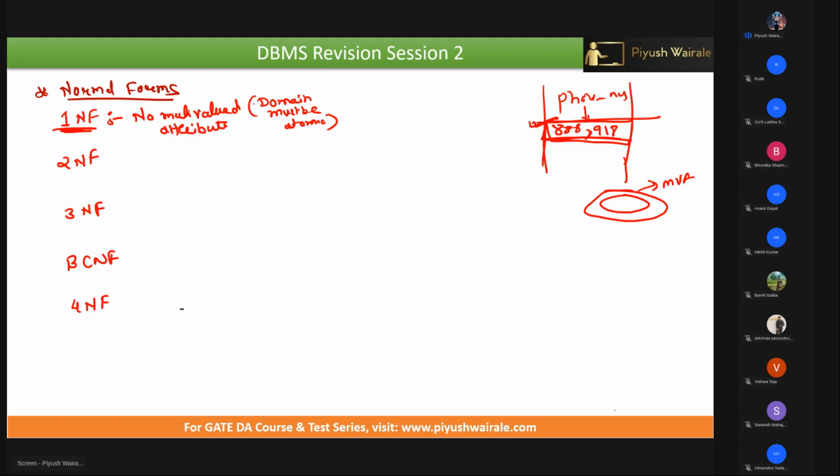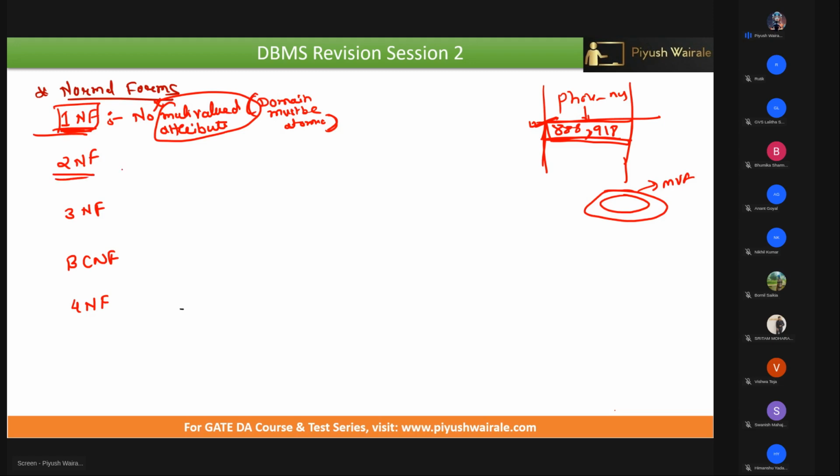Or even if they don't specify, you can assume that it is in 1.5NF unless mentioned in the question that any attribute is having a multi-valued condition. If the multi-valued condition is missing, we can assume it is in 1.5NF, but most probably they will specify the domain is atomic or there is no MVA. There's only one criterion for 1.5NF.